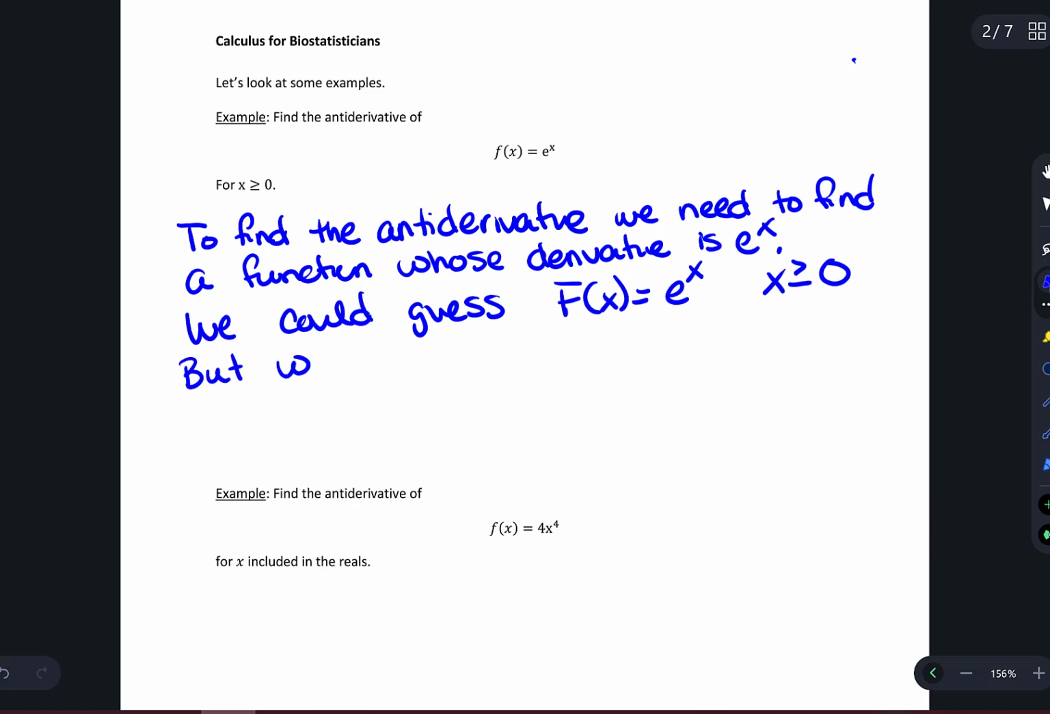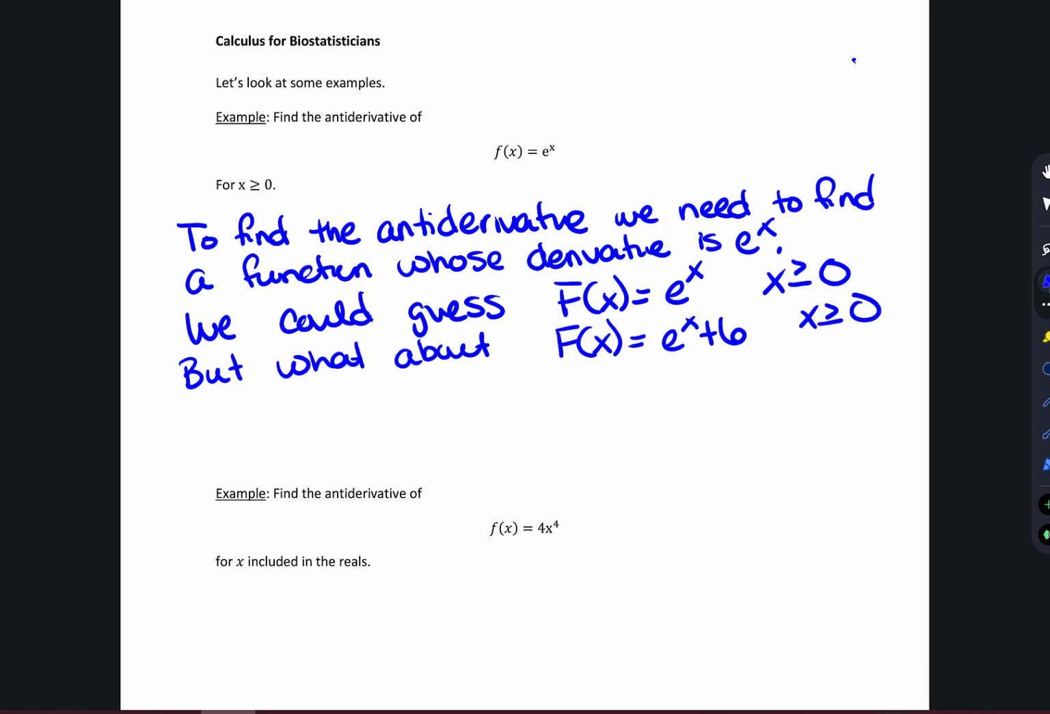But what about the function e to the x plus 6? Notice, if I take the derivative with respect to x of this capital F of x, I would still get e to the x. And that's because the derivative of 6 with respect to x is just 0. So this is also a valid antiderivative.